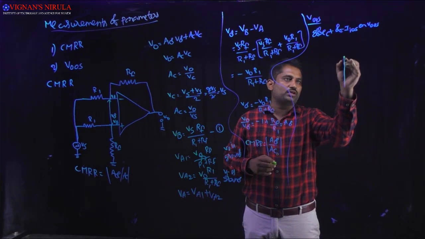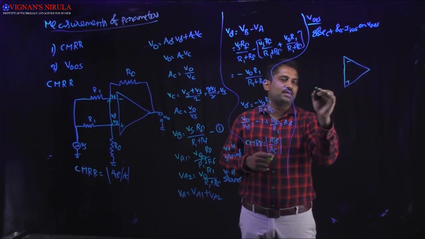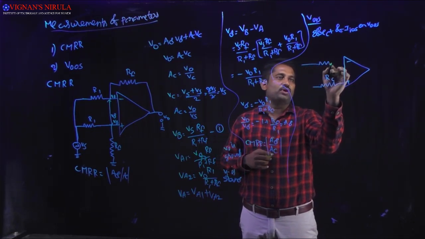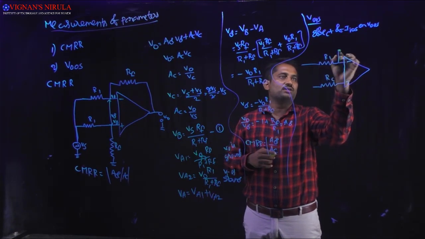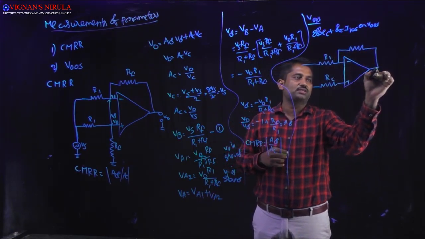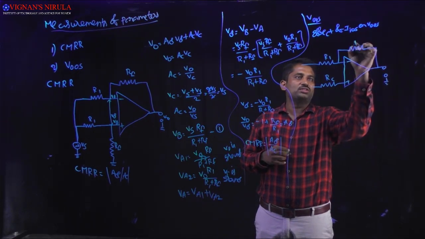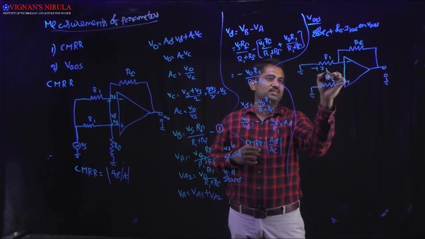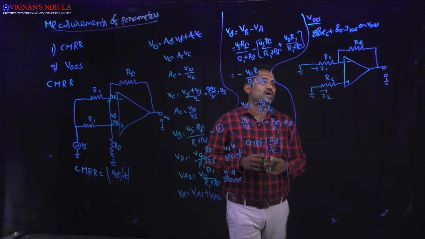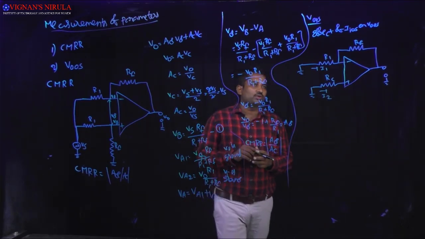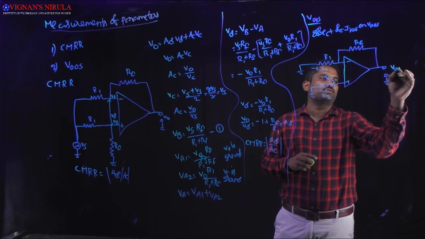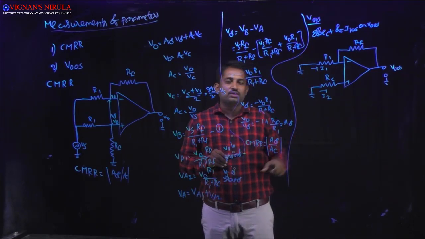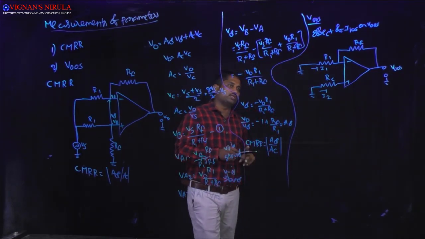For that, I am going to consider an op-amp with plus and minus terminals, and here I am going to consider RC, and here R1, and this one will be the feedback resistance RF. Both the inputs are connected to ground, and here the current passing is I1 and here the current passing is I2. Now what we want to calculate is the output offset voltage, which is generated because of input offset voltage and input offset current.